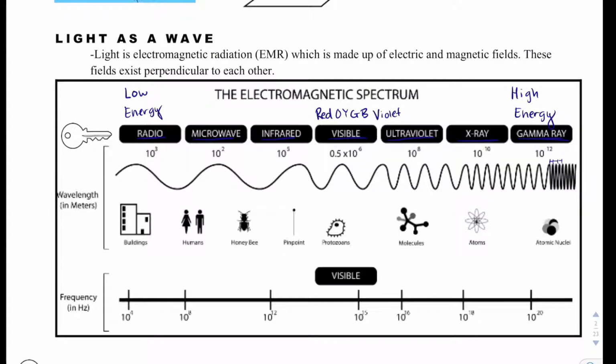So radio waves have low energy and they have low frequency. They have low frequency because there's a lot of distance between the waves. Gamma rays have high frequency. They're very frequent because the waves are so close to each other.